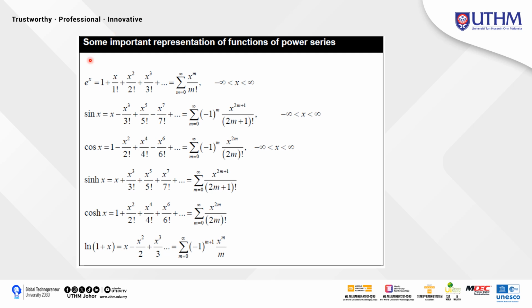These are some important representations of functions as power series. For example, you have the exponential e^x, so you will get 1 plus x divided by 1 factorial plus x^2 divided by 2 factorial and so on. Other than that, you have sin x, cos x, sinh x, cosh x, and ln x. You can refer to this table for related questions.